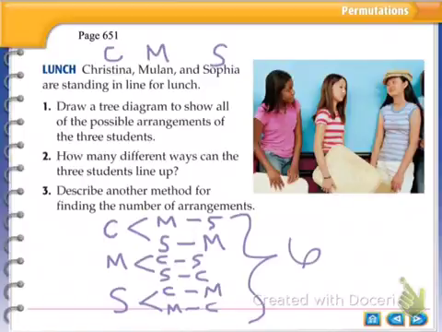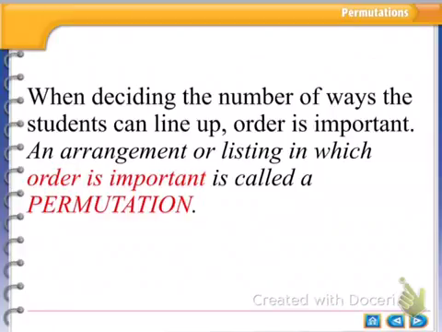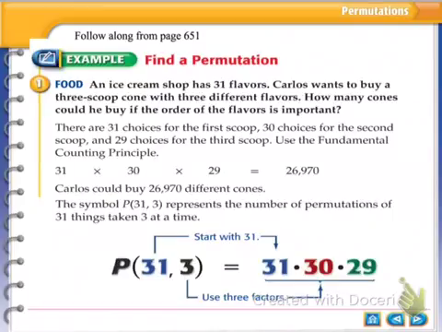That's called a permutation. Okay, so when deciding the number of ways the students can line up, order is important. We care which one comes first, which one's in the middle, which one's at the end. An arrangement or listing in which order is important is called a permutation. If order is not important, it's called a combination, and we might look at that on Wednesday a little bit, or you'll get it in statistics in high school. Alright, so in all these problems, our order is going to matter.